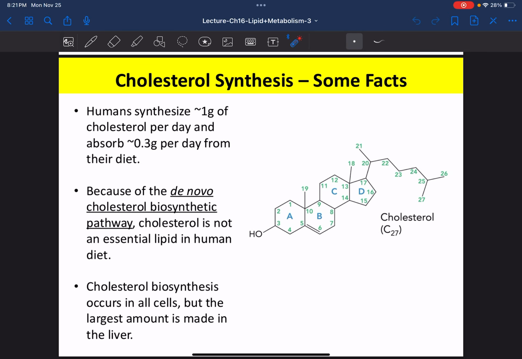So here we have some facts about cholesterol synthesis. One being humans can synthesize about 1 gram of cholesterol per day and absorb about 0.3 grams per day from their diet. And because of the de novo cholesterol biosynthetic pathway, cholesterol is not an essential lipid in the human diet. And cholesterol biosynthesis occurs in all cells, but the largest amount is made in the liver.